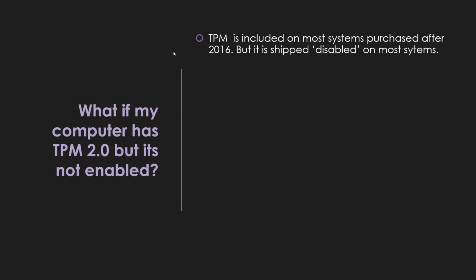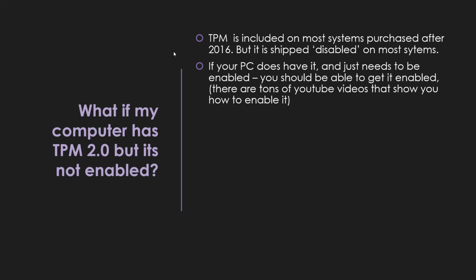What if my computer has TPM 2.0 but it is not enabled? This is the case for most computers. TPM is included on most systems purchased after 2016, but it's shipped disabled on most systems. So HP computers usually have it, Dell's usually have it, and, what was the other one that I found that most of them had it? Funny, I can't remember. There's one other brand that usually has it included on the computer, but it is disabled. I can't remember what the other one was.